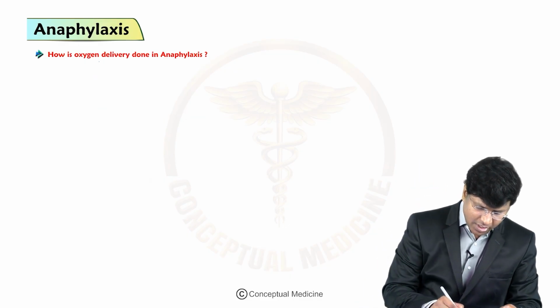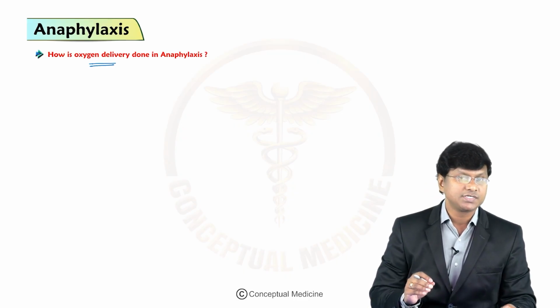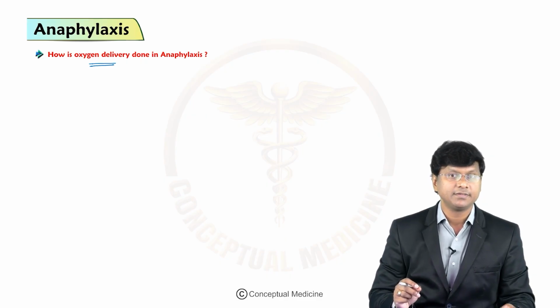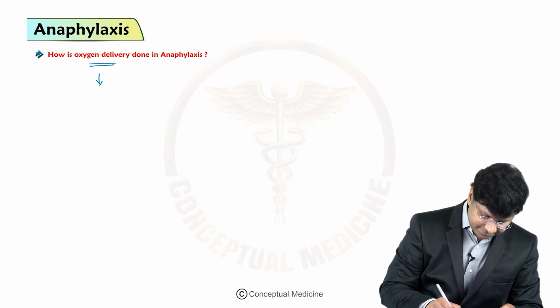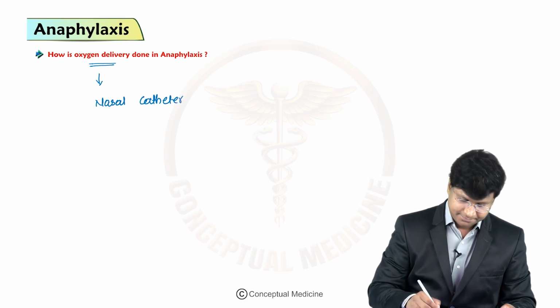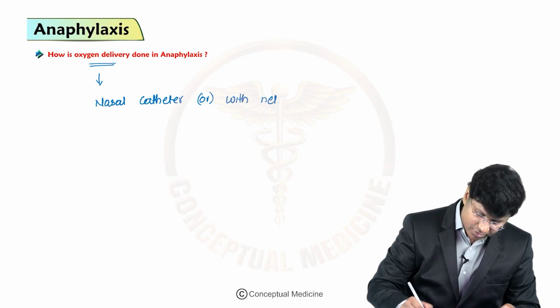So how is oxygen delivery done in anaphylaxis? Oxygen alone via nasal catheter or via nebulized albuterol may be helpful. Okay, it is given via nasal catheter or with nebulized albuterol.